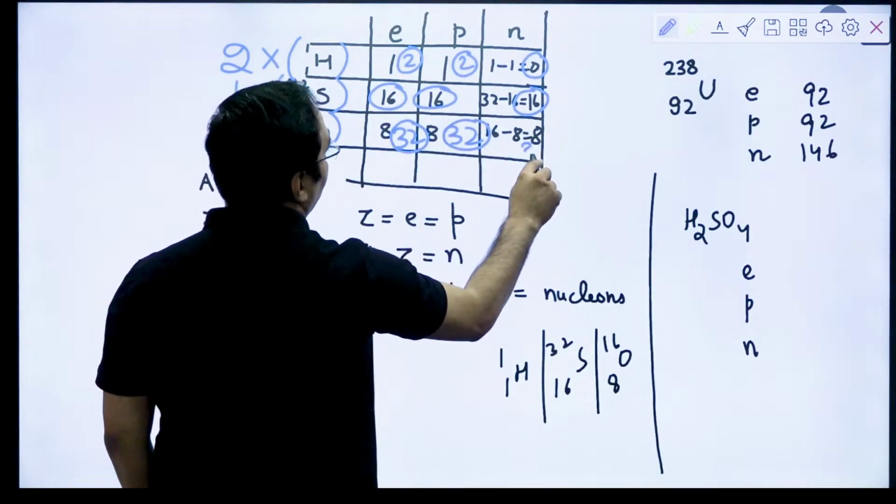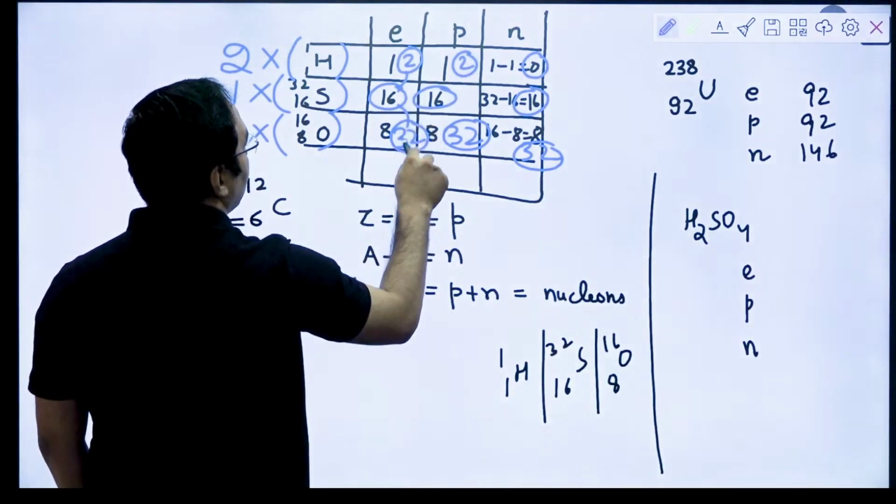32, 32, 32. आज आपका एक STP भी है. STP समझते हैं? Speed test paper.